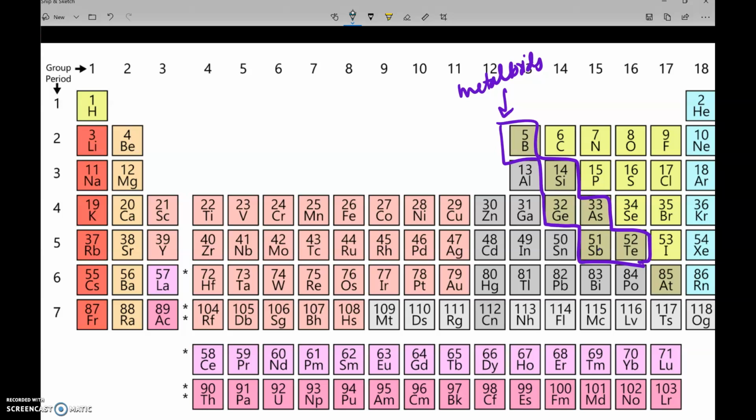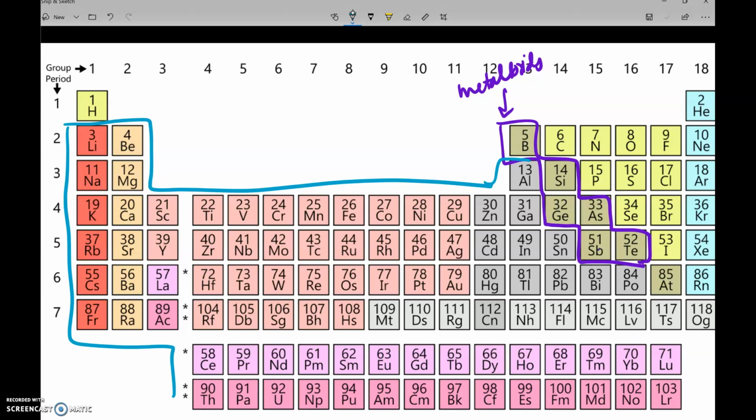Okay, anything to the left of these metalloids are metals, with the exception of hydrogen. So all of these that I'm outlining in this blue color, all of these are considered to be metals, even this bottom box right here. Okay, so these are your metals. And metals like to lose electrons, so they have a positive charge.